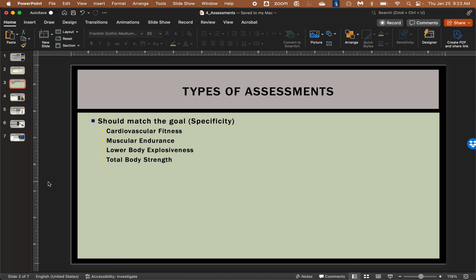So cardiovascular fitness, muscular endurance, lower body explosiveness, and total body strength are all very specific categories. And depending on the athlete, you may have a lot of overlap there. You may have an athlete that needs muscular endurance and lower body explosiveness. So you're going to include assessments for both of those.